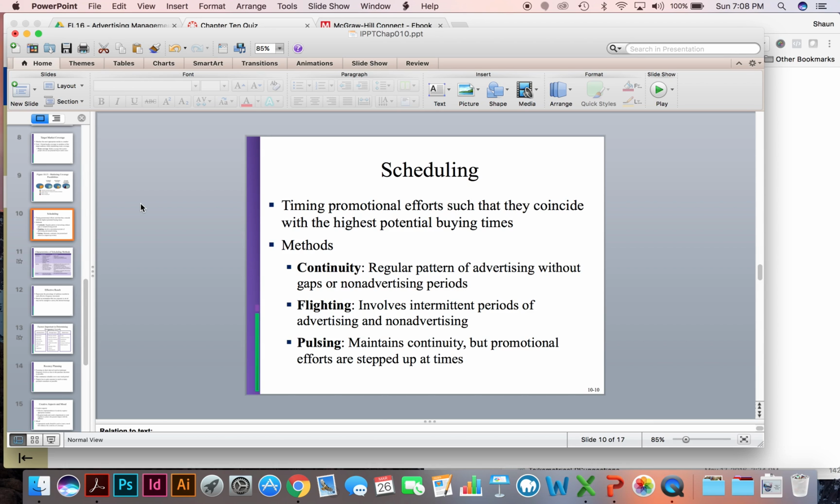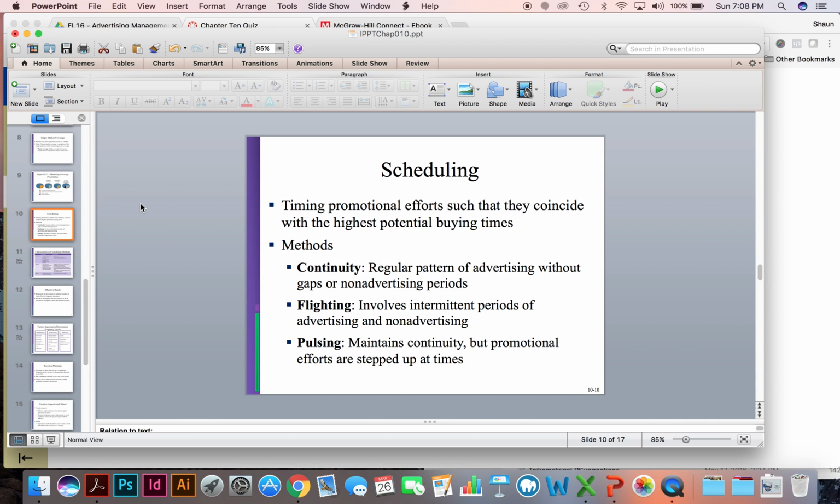Continuity. These are regular patterns of advertising without gaps or non-advertising periods. Flighting ads. This involves intermittent periods of advertising and non-advertising. And then pulsing. This maintains continuity, but promotional efforts are stepped up at times.